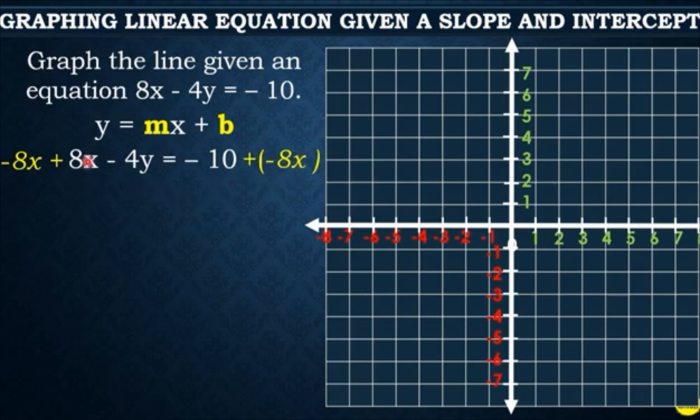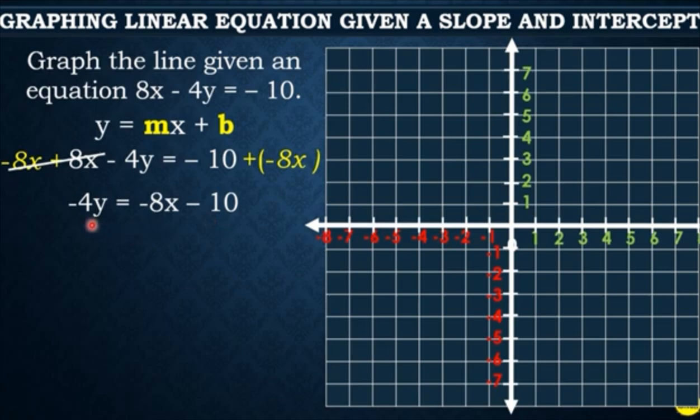Okay? So, we can now cancel negative 8x and positive 8x. What's left is negative 4y. Now, ito ay negative 10 plus negative 8x. In-arrange ko na siya. Ginawa ko na siyang negative 8x minus 10. Okay po. Ma'am, bakit po negative 8x? This is plus. Because positive times negative, negative pa rin siya. So, negative 8x, minus 10.